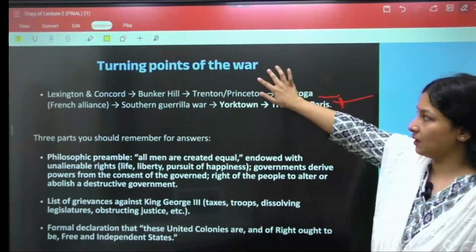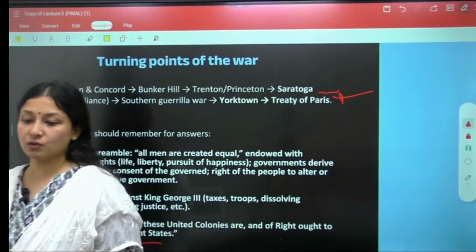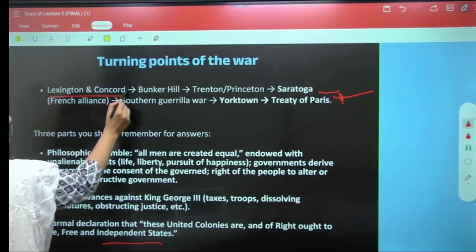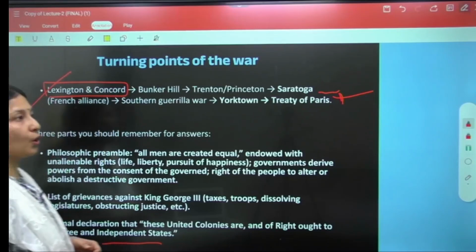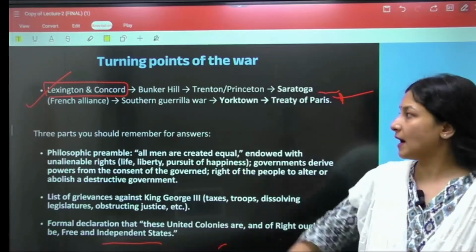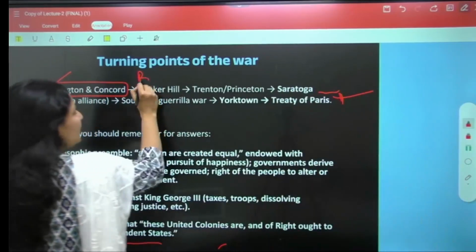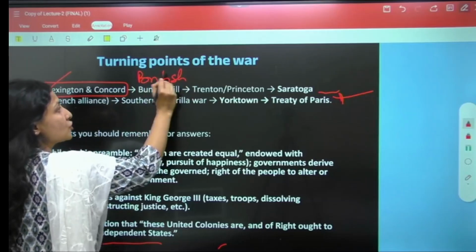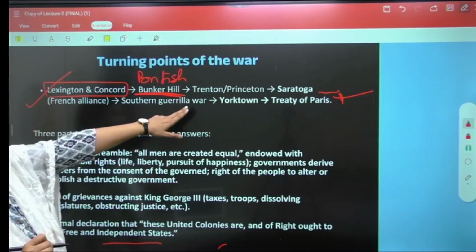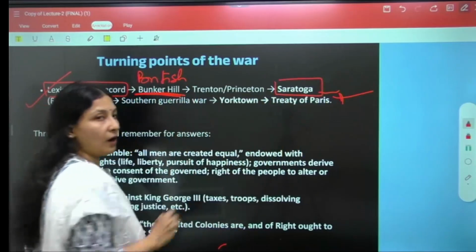Let's very quickly see what the turning points of the war were, and certain things that you have to totally remember for your classes. First thing over here is Lexington and Concord. The first phase, or the first conflict, happened over here. And what happened? It was the British Army which captured Bunker Hill, right? Ultimately, Trenton, Princeton, and again Saratoga, right?